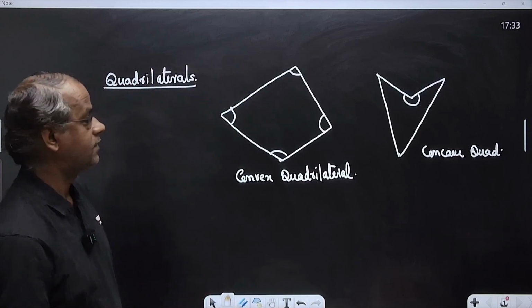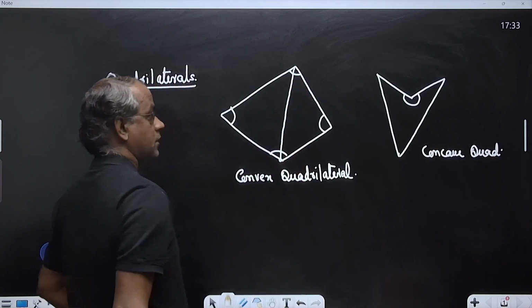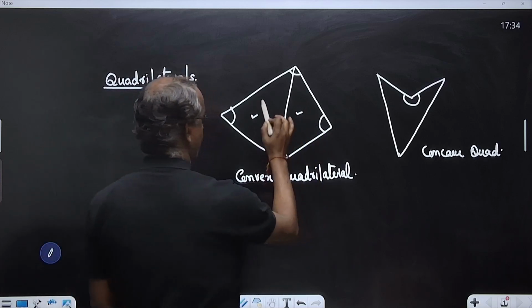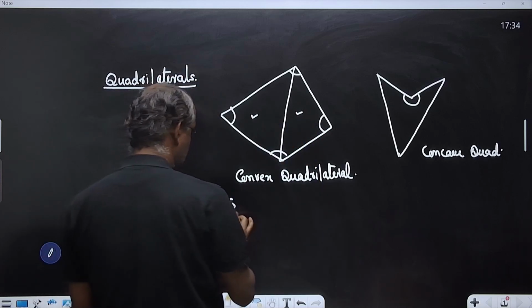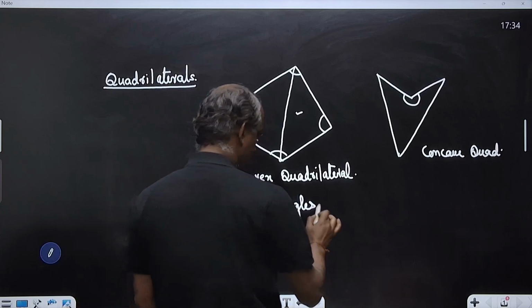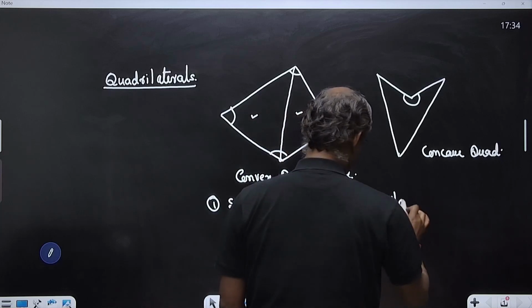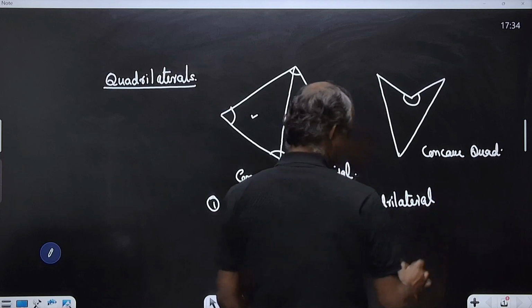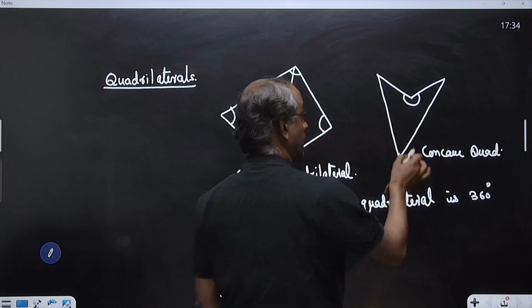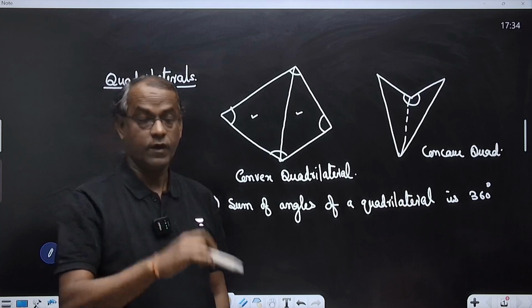Some very elementary facts that you must understand: you can see you are getting this triangle and this triangle. So, first and foremost, the sum of angles of a quadrilateral is 360 degrees. Even in the case of a concave quadrilateral, that will be the case. Fine.